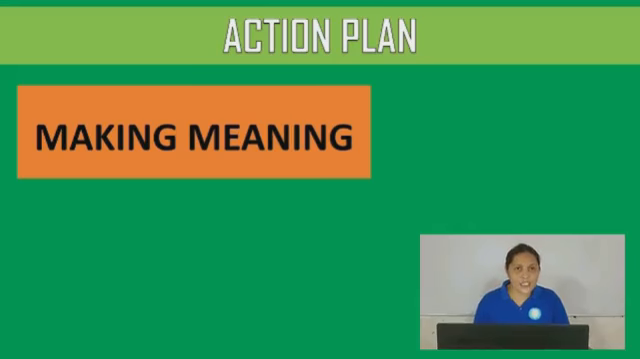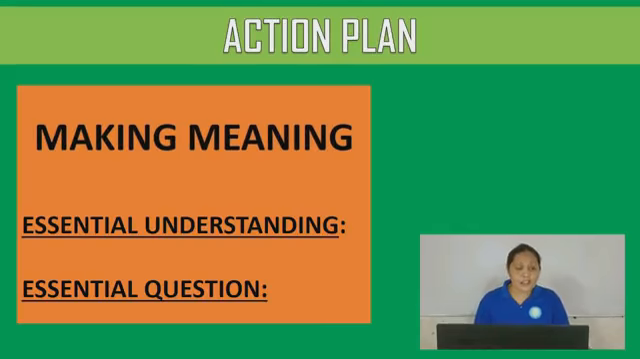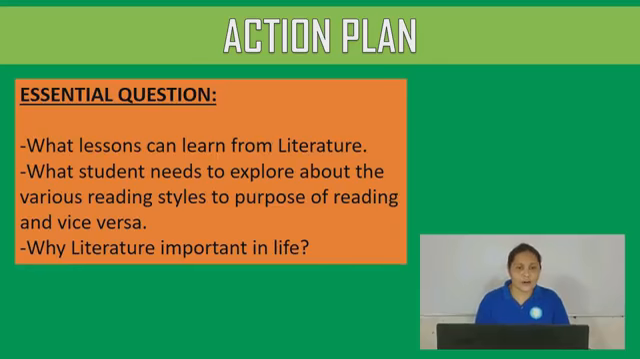We are here at the second to the last part of our action plan, which is making meaning. Making meaning has two types: the enduring understanding or essential understanding, and the essential questions. Our essential questions are: what lessons can we learn from literature? What do students need to explore about the various reading styles and the purpose of reading, and vice versa? The last one, why is literature important in life?